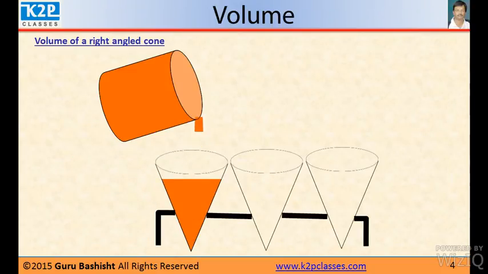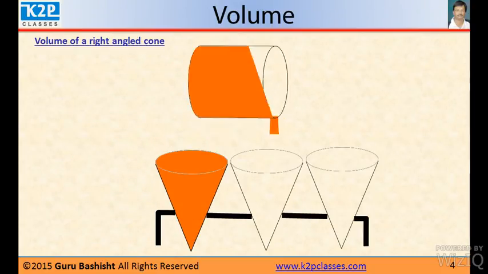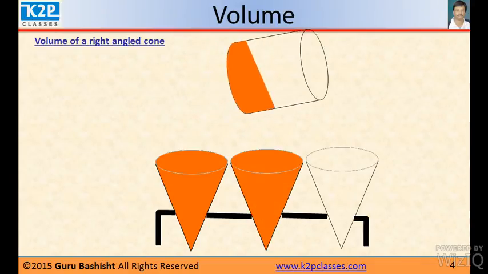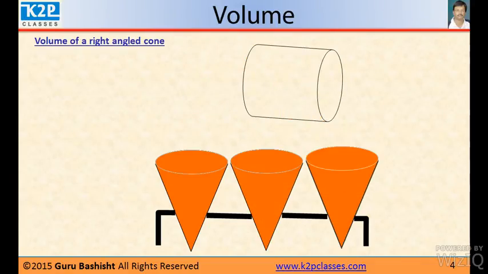The same thing has been illustrated here in another way. We have taken one full glass of water, and the glass was in the form of a cylinder, and we try to see how many cones can be filled by that water, and we have seen that 3 cones can be filled by that water. So that is why the volume of a cone is 1/3 of the volume of a cylinder.